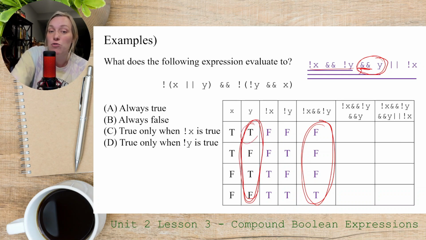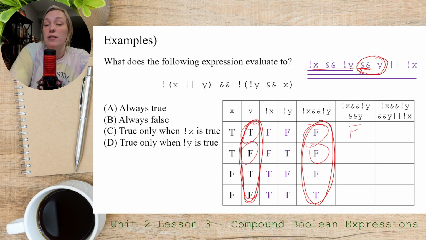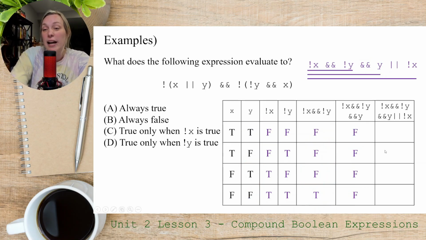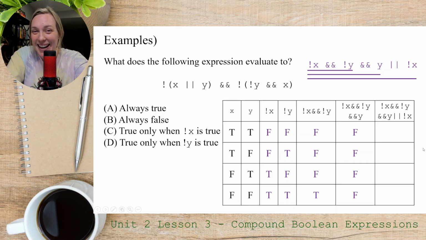So true and false evaluates to false. False and false evaluates to false. True and false evaluates to false. And false and true evaluates to false. I get falses all around.